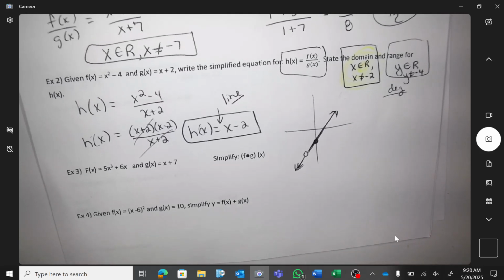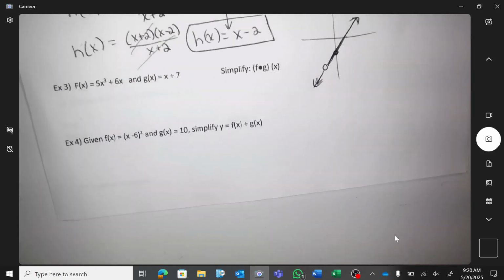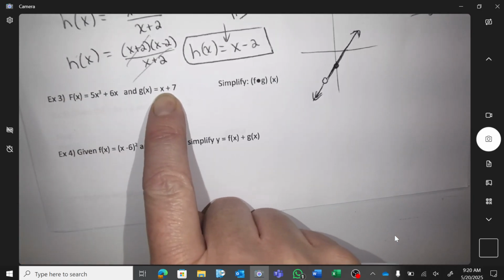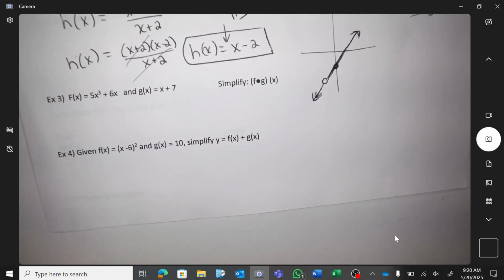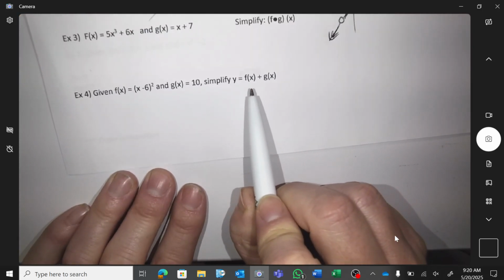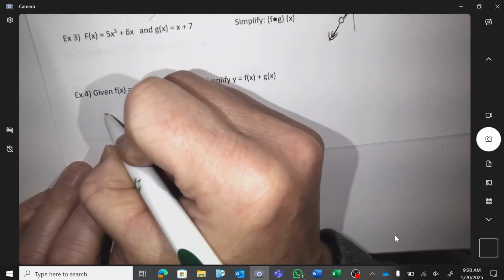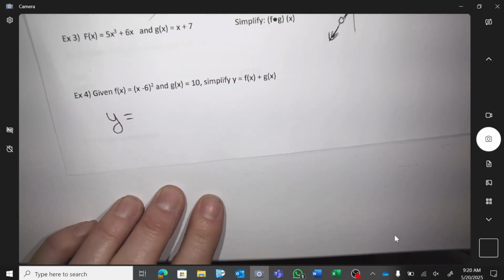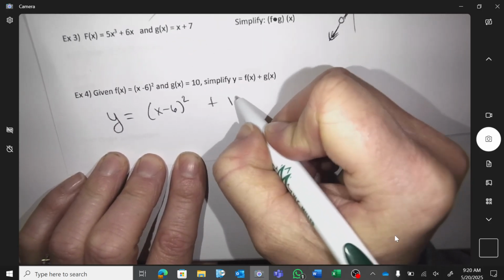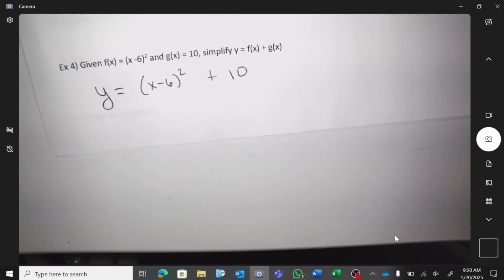Okay, question 3 I'm going to skip. Is that okay? We did one similar. We're timesing, so those things would just get foiled and collected, okay? Good? Skip. 4 I want to go over. I need you to simplify this plus this, and it calls it y equals the f function, which is this, plus the g function.